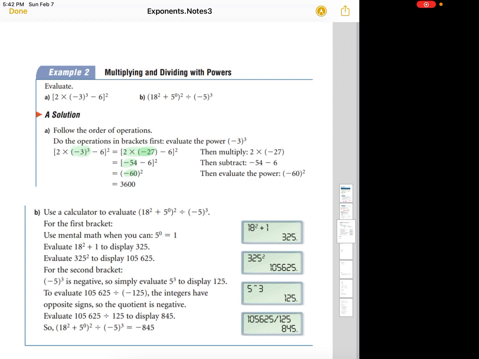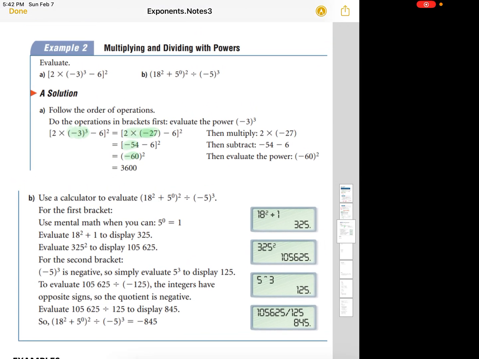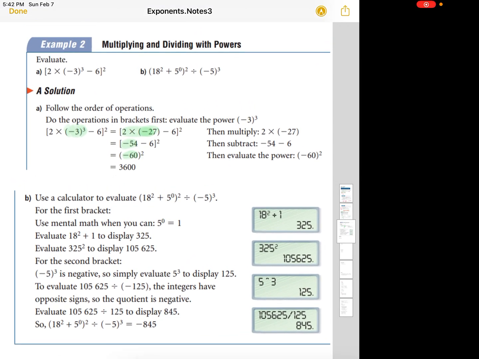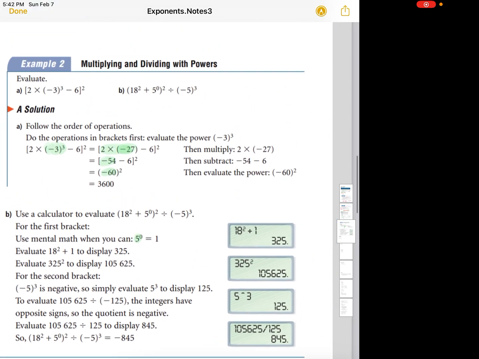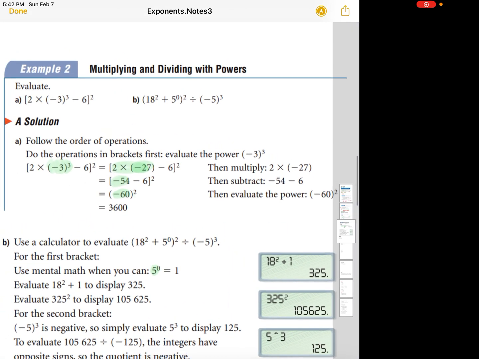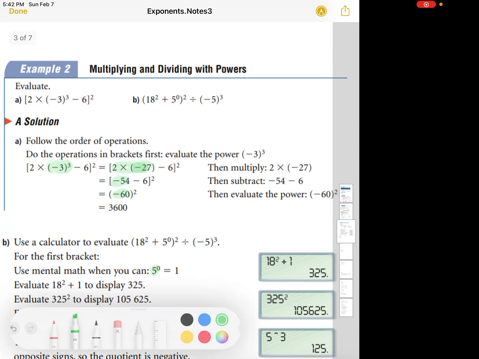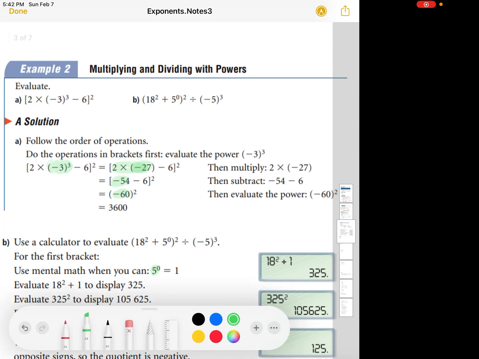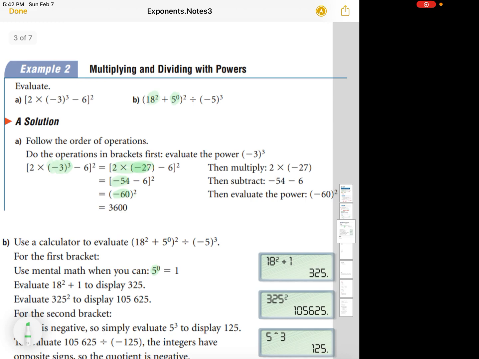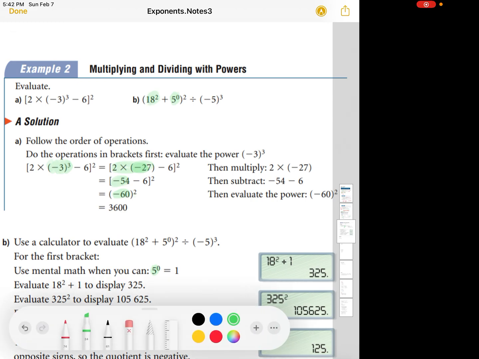The second one talks about using the calculator to evaluate, but we still have to watch our brackets. For the first bracket, you can see 5 to the 0 is equal to 1. I actually want to do this question. I don't like this use the calculator thing. I want to do it. So we'll go up here, and we're going to do this first and that as well.